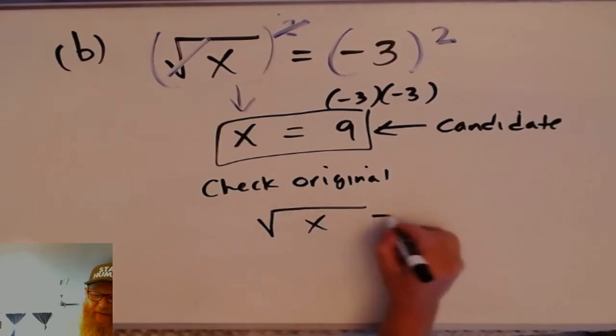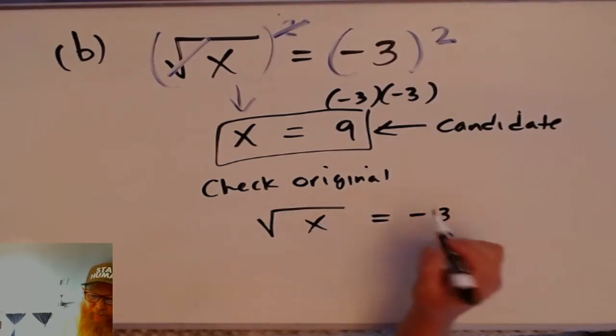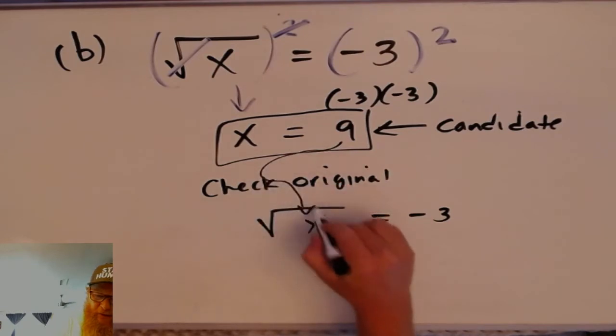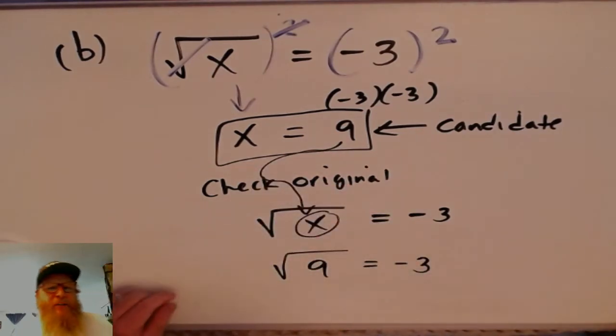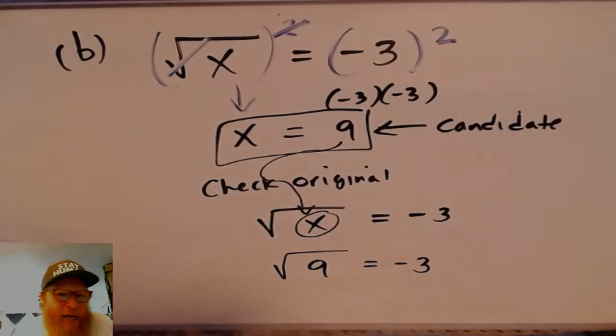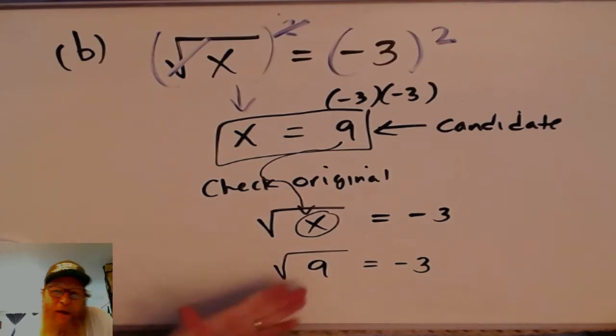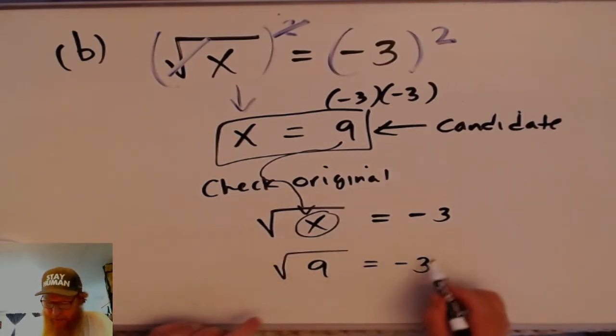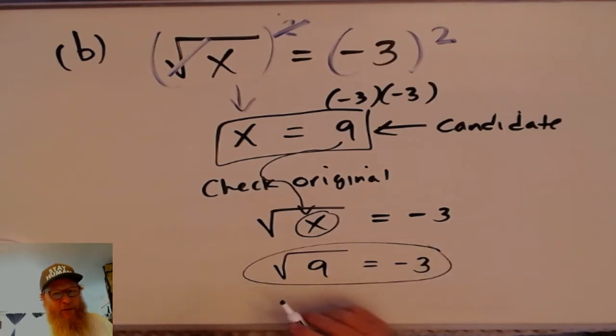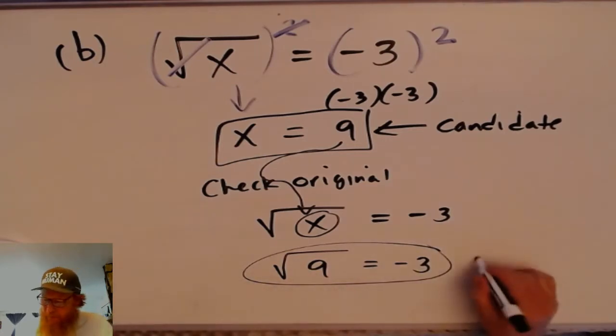Square root of x is equal to -3. Plug in your candidate. I always think of it like you're giving it an interview. You want to check it out, make sure it's actually valid, so we'll give it an interview and ask it a question. So x becomes 9. Is this true or false? If you remember the warm-up, this is false.